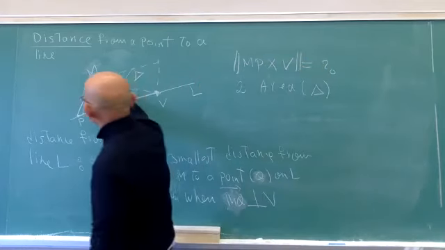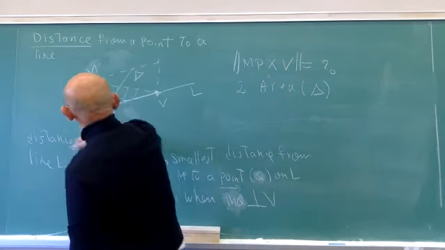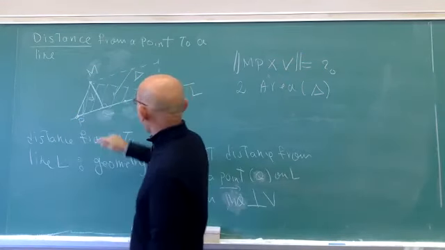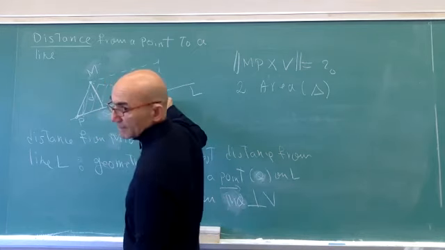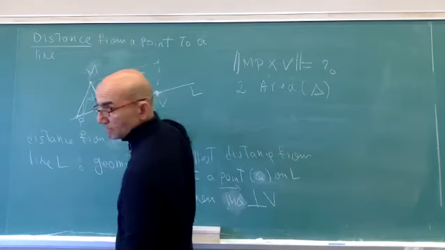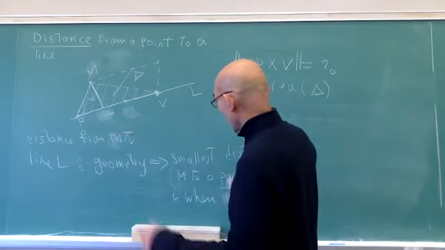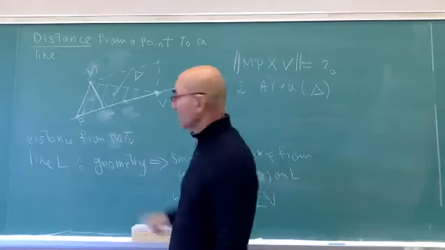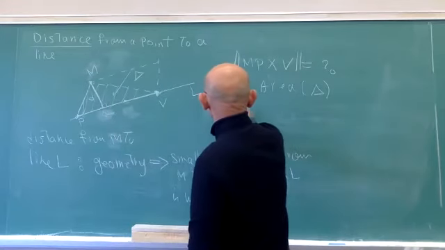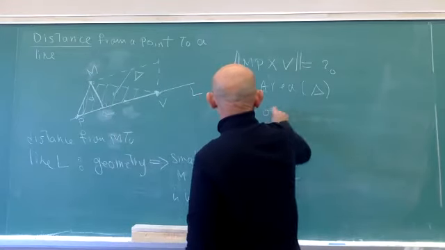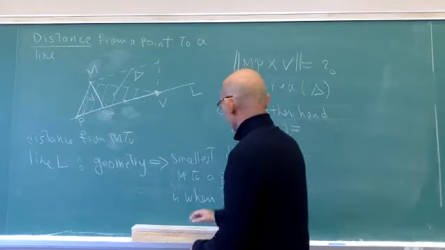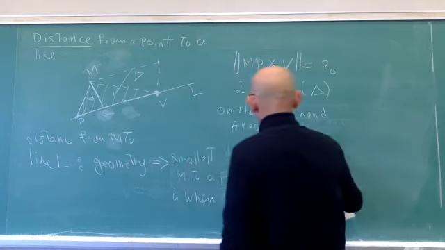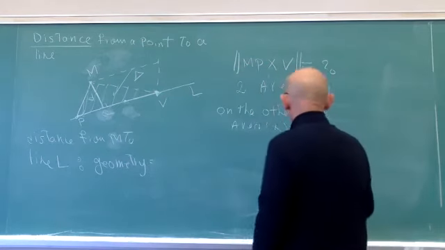We have the coordinates of Q, we have the coordinates of P. Now, on the other hand, how can I compute the area by using D and the length of this vector V? You can compute the area in a different way. Let me write it here. On the other hand, the area of delta is equal to half of what?